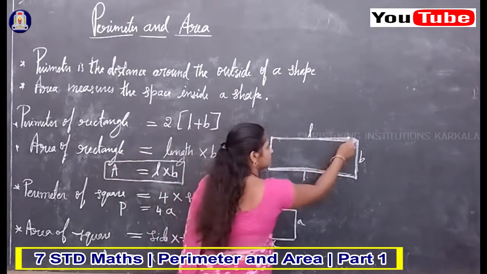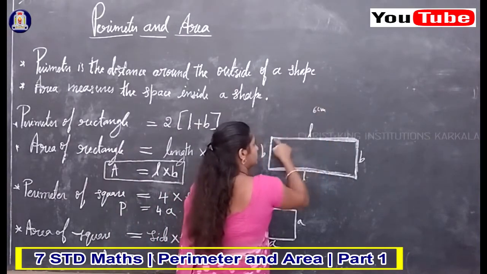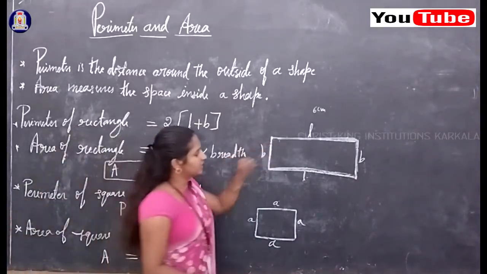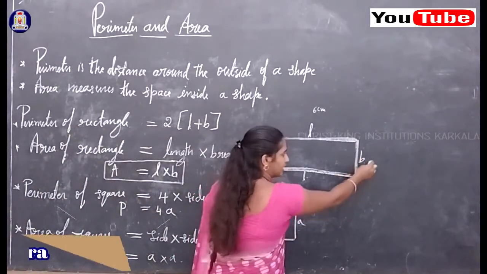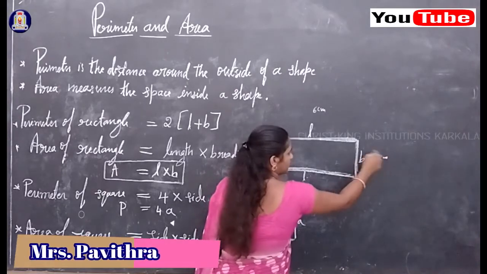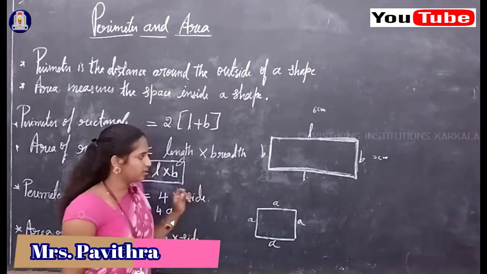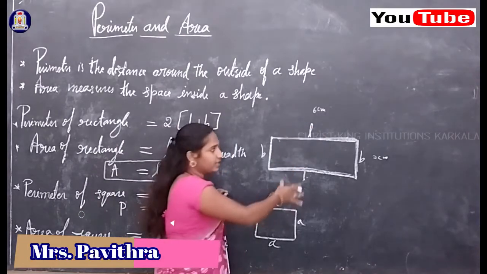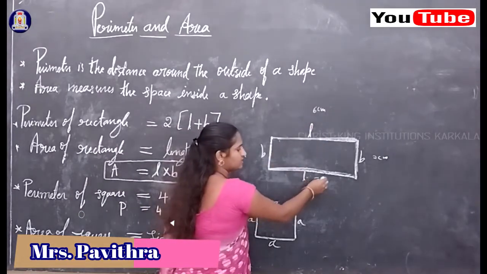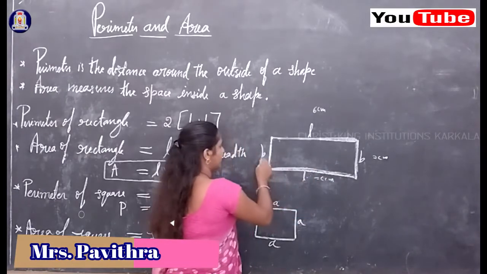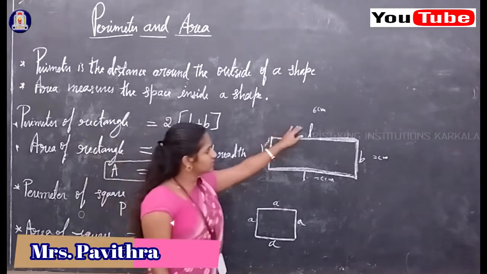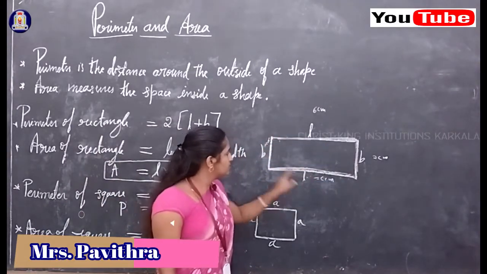So if this is 6 centimeter on one side, this is the length of the rectangle. Clear? So this is the length of the rectangle and this is the breadth of the rectangle. Suppose this is 2 centimeter, so the breadth is 2 centimeter again. In a rectangle opposite sides are equal, right? So if this is 6 centimeter and this is also 6 centimeter and breadth is 2 centimeter, then if you add all the sides: 6 centimeter plus 2 centimeter plus 6 plus 2.